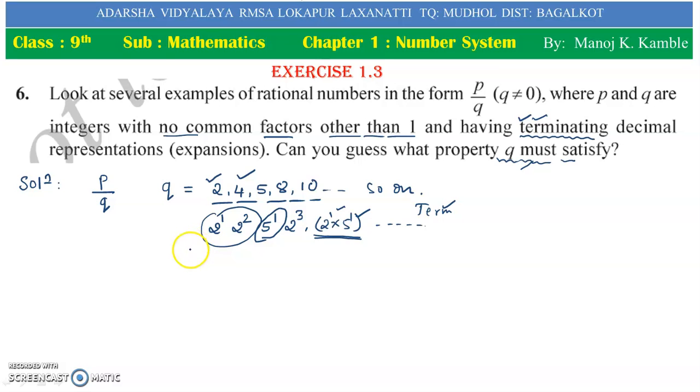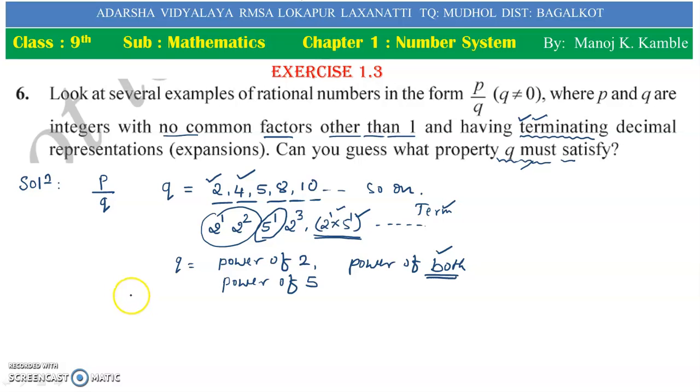Okay, just remember here, the q must be satisfied for terminating decimal expansion only when it is possible, the q must be the power of 2 or power of 5 or power of both. Both means here 2 as well as 5. Okay, let me check here examples.